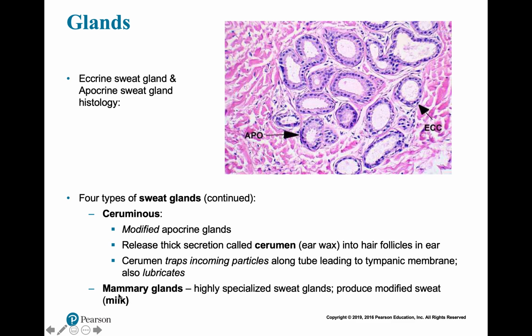Mammary glands are also a modified sweat gland. They're very highly specialized sweat glands, and their modified sweat secretion is actually called milk, okay? And you find mammary glands in mammary tissue of the breasts. These are stimulated to produce their secretions upon birth. When a woman gives birth to a child, these glands are then stimulated to produce their secretion. But in all of these glands, you will find simple cuboidal epithelium.